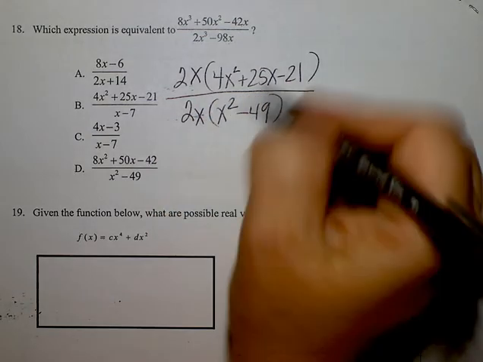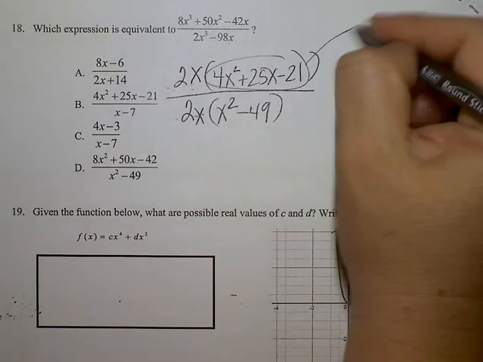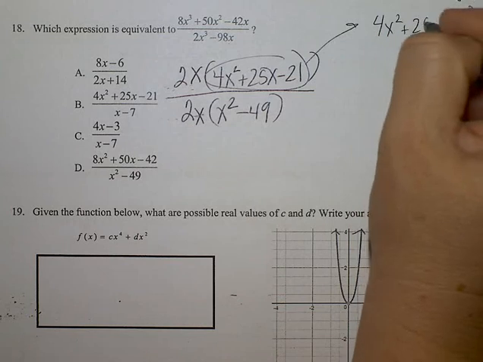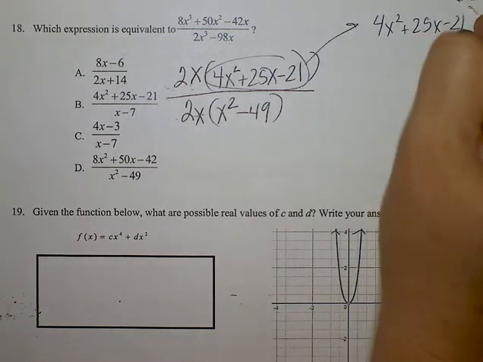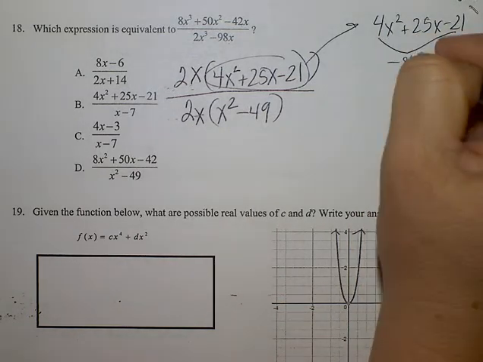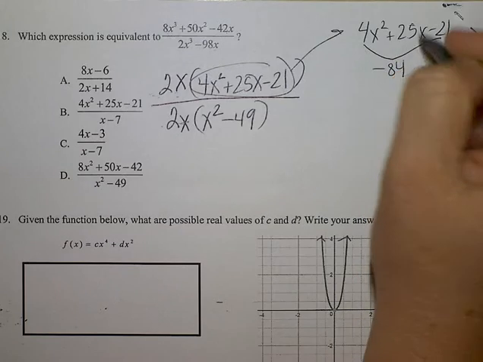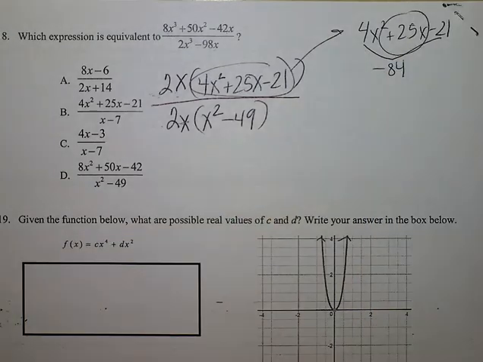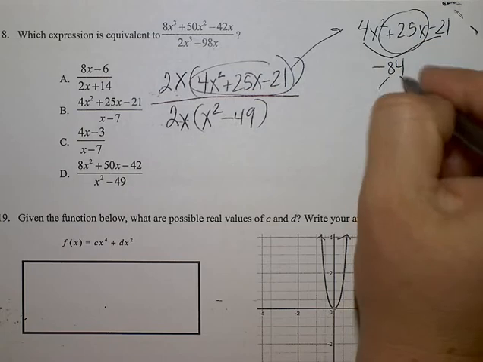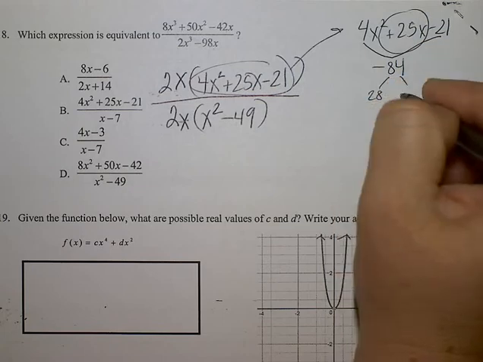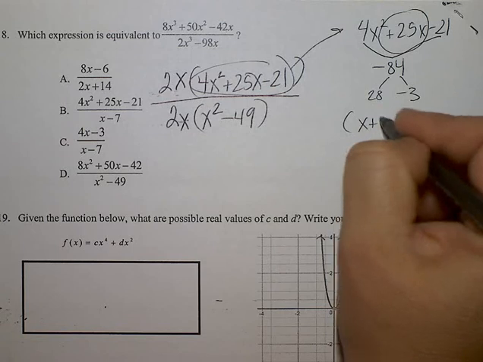So I'm going to start with this portion. I'm going to come up here. 4x squared plus 25x minus 21. Okay, what multiplies to equal 84 and combines to give you 25? And I could give you guys time, but we're on kind of a limited time schedule. I'm going to tell you that it's positive 28 and negative 3. So that means it's x plus 28 and x minus 3.